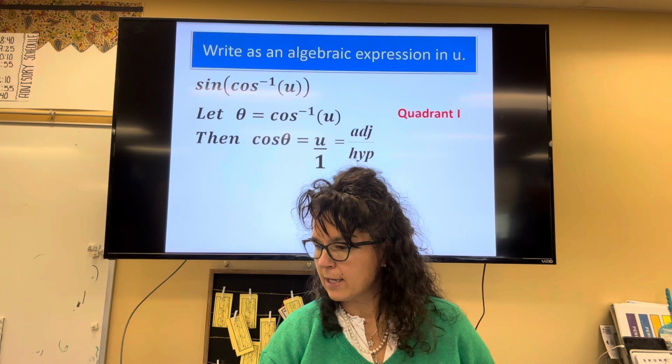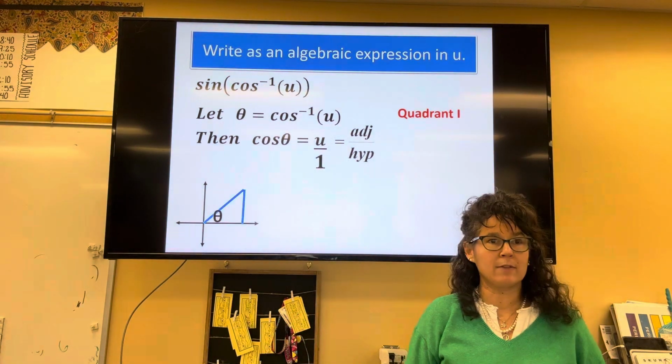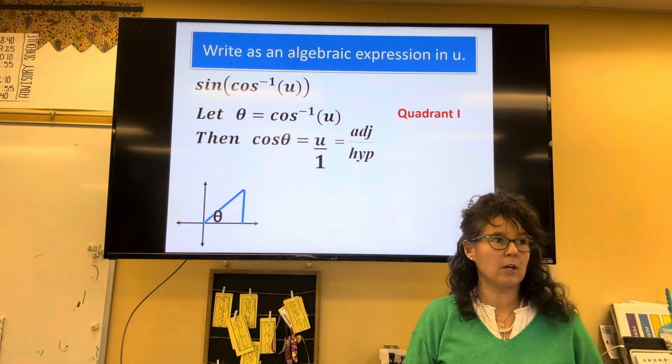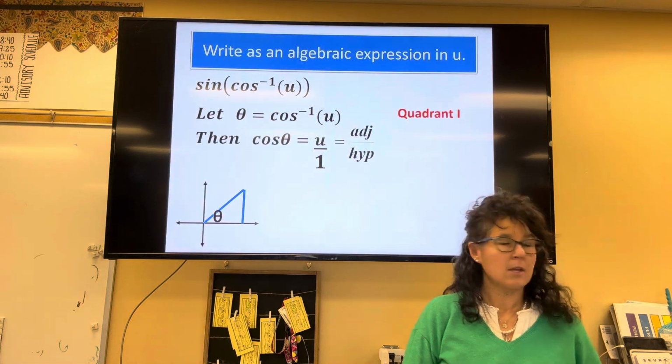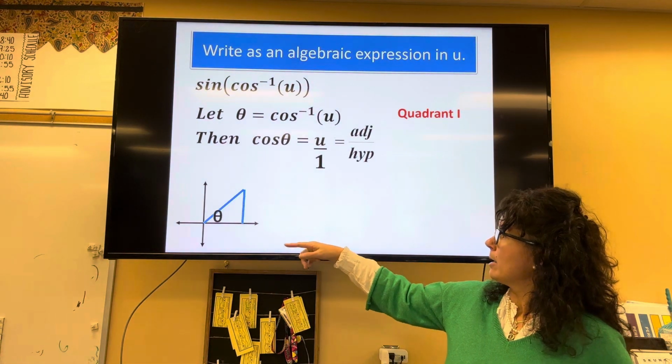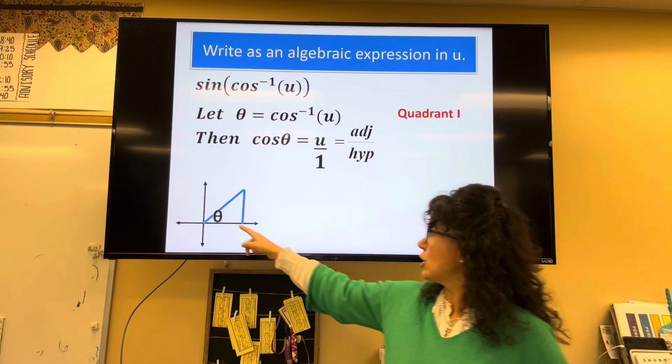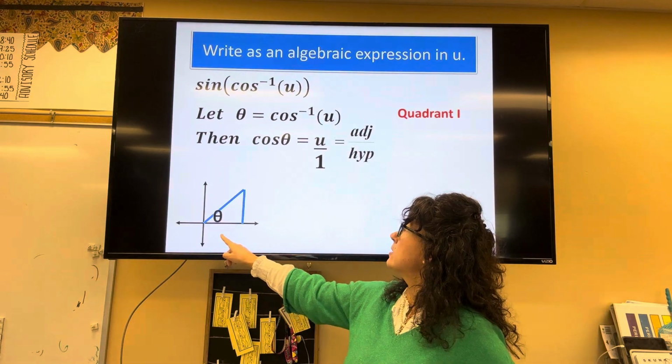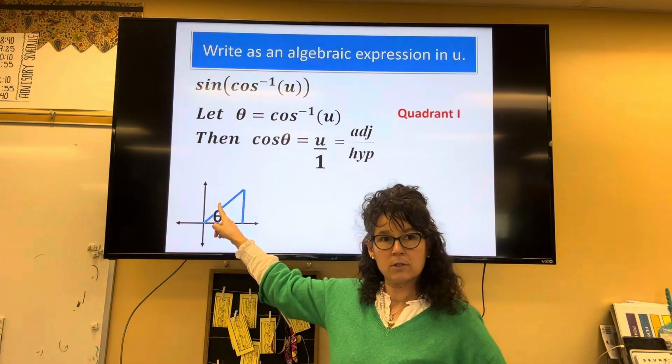Okay, we're gonna build that again in quadrant 1. Anytime you have these u values, you're gonna build that in quadrant 1 generically. And now I'm gonna label my sides, so adjacent, this side is u, and the hypotenuse is 1.